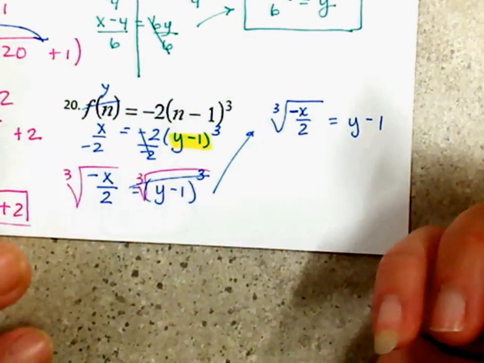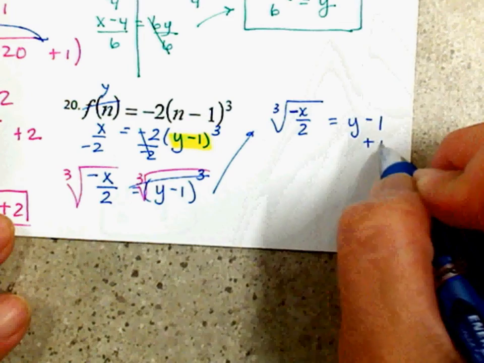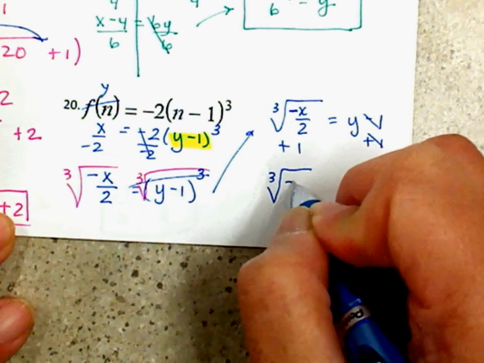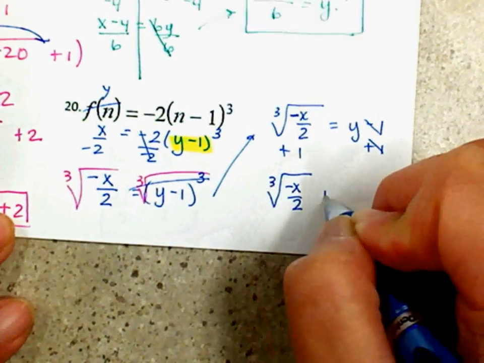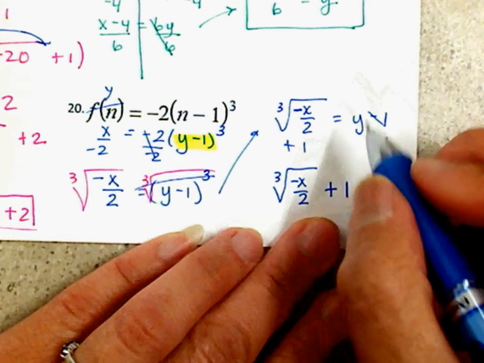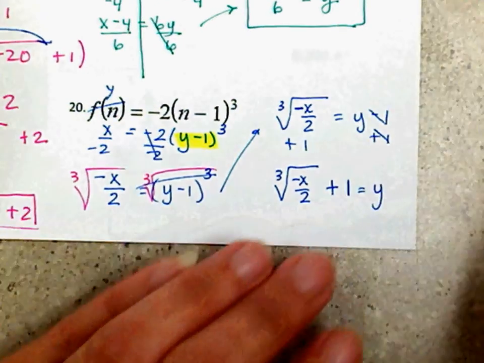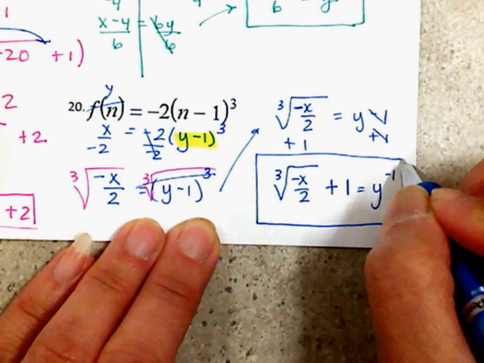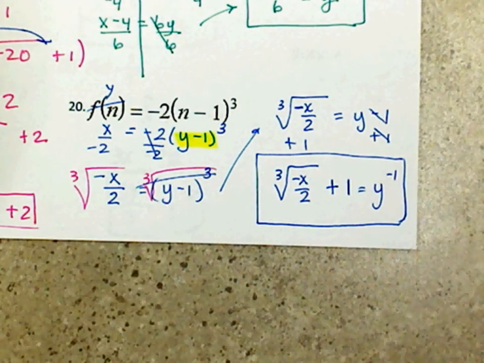Okay? Add 1 to both sides. So you have a cube root of negative x divided by 2. Oops, my paper moved. Plus 1, notice it's outside the cube root, equals y. Add your negative 1. Okay? There you go. Alrighty, you got to know your opposites.